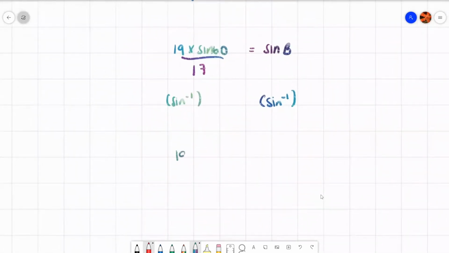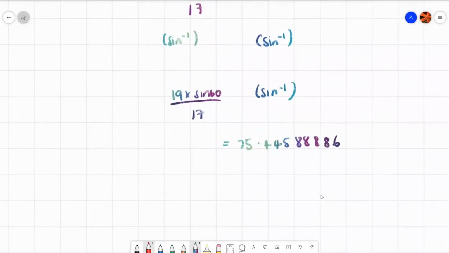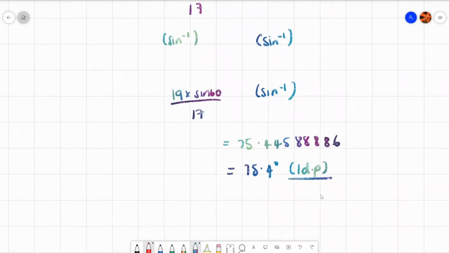So I'm going to do 19 times sine 60 on my calculator divided by 17, and then I'm going to do sine minus 1. And if I do that on my calculator now, 19 times sine 60 divided by 17, do the inverse, and I end up with 75.4458886. Obviously, we don't want to be writing that full answer out, so I'm going to say 75.4 degrees to 1 decimal place. And that is the answer.